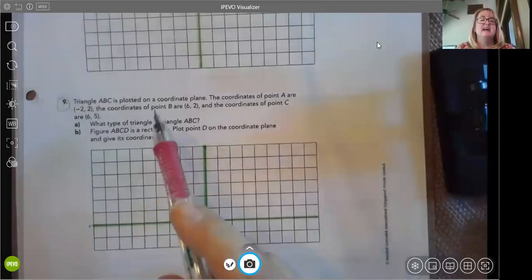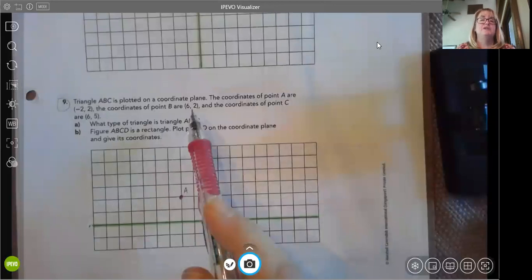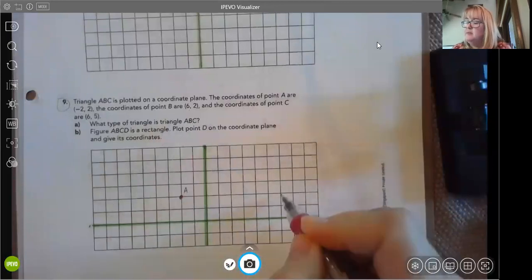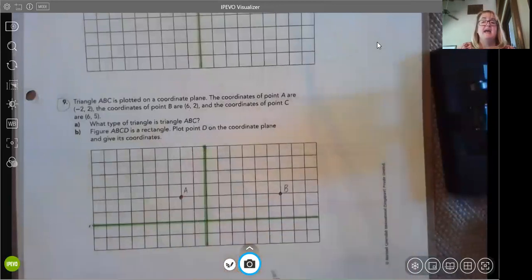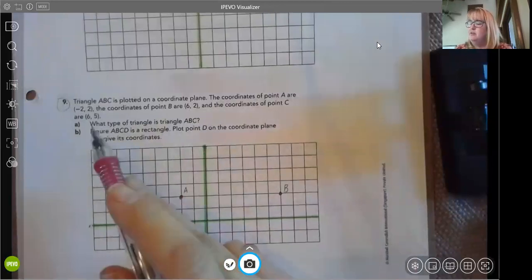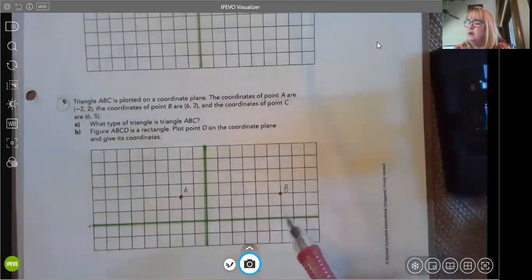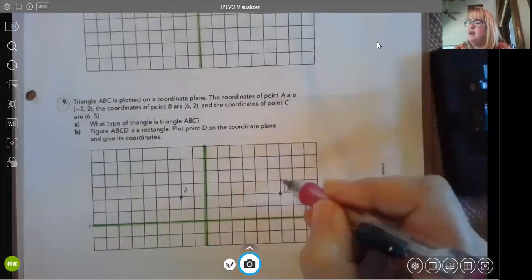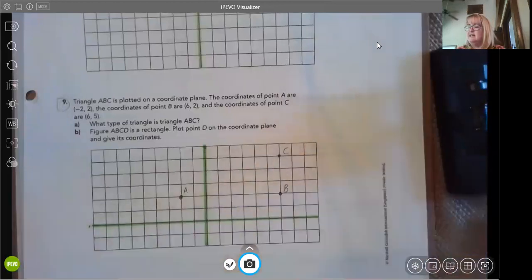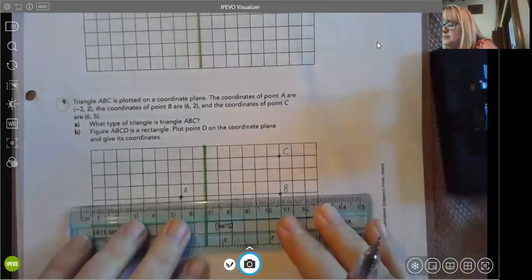B is at 6 and 2. So I'm going to go forward 6, up 2. Start at the origin, forward 6, 1, 2, 3, 4, 5, 6, up 2. It's going to be B. And C is at 6 and 5. So we're going to go forward 6, up 5. 1, 2, 3, 4, 5. C. All right, and let's connect them. A goes to B.